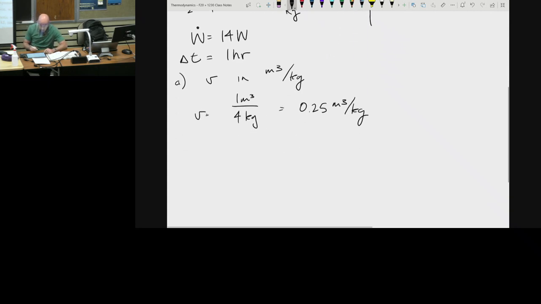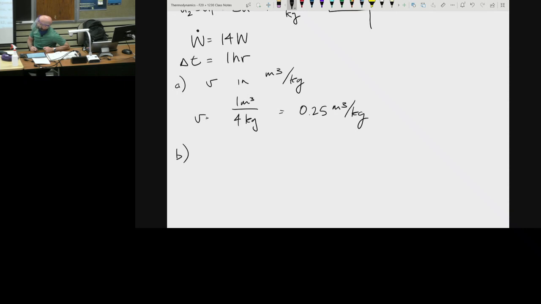Okay, now, Part B, what does it ask us for? It says the energy transfer by work in kilojoules. Now, we can do this a couple ways. You can just look at that and say, well, they told me 14 watts, and I know what a watt is. A watt is equal to 14 joules per second. So if it wants it in kilojoules, if I just took how many seconds times this 14, I would get my answer. You could just look through the units there. That's one way to do the problem.